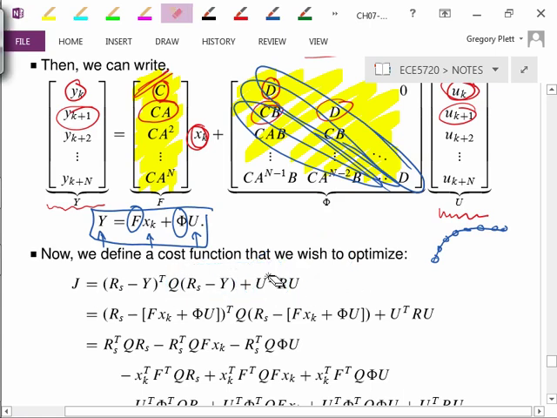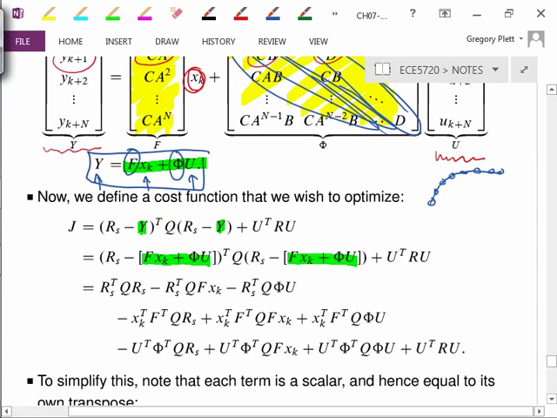Okay, so that is our cost function that we're choosing to optimize. Then through a series of algebra, we say Y is F x plus phi u, so I put that in there, and that in there, and I didn't change anything else. Then we multiply everything out. It's a bit of a mess, but if I've done it correctly, we get all of this.